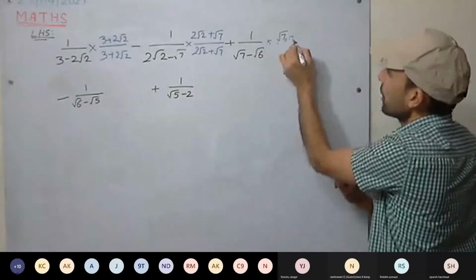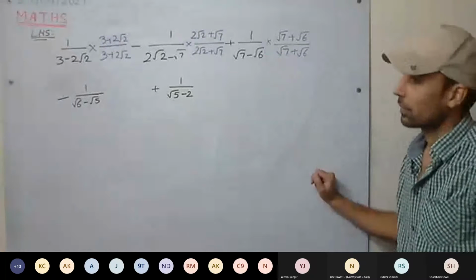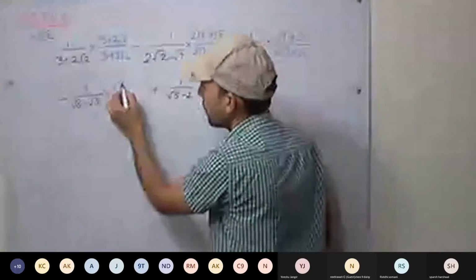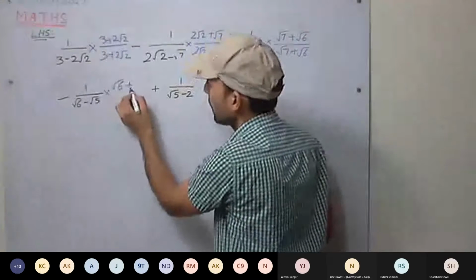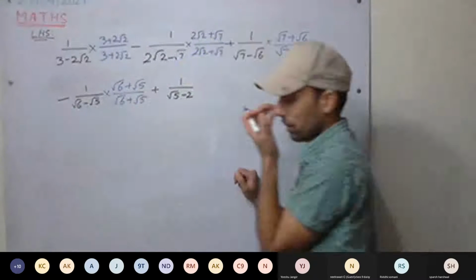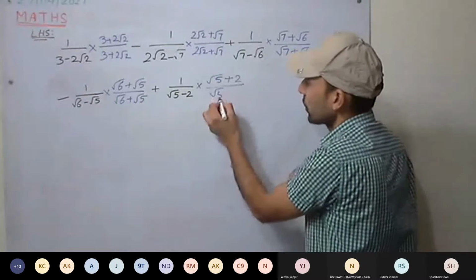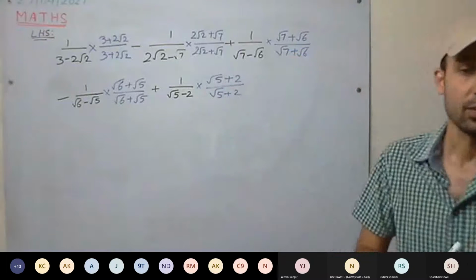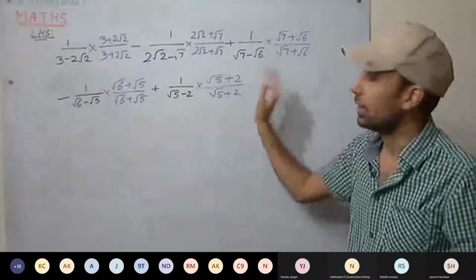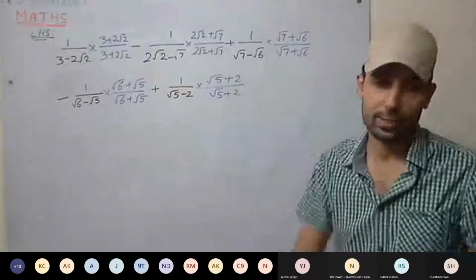Then the third term into root 7 plus root 6. Now the fourth term into root 6 plus root 5, and the last into root 5 plus 2. Any doubt here? In such questions we have to always rationalize the denominator first. If it's irrational, we have to rationalize. Every denominator we have rationalized.